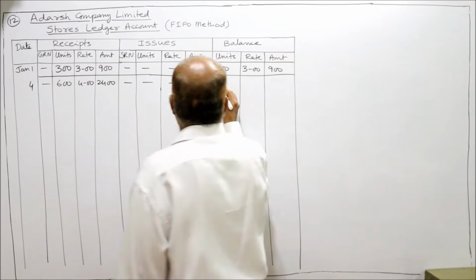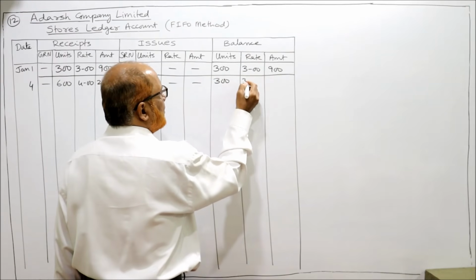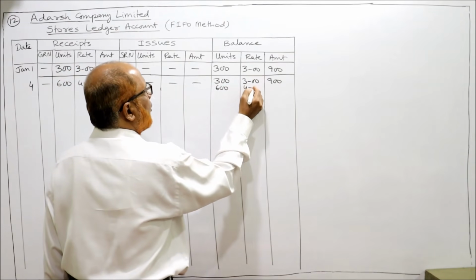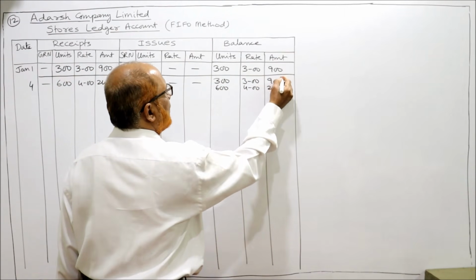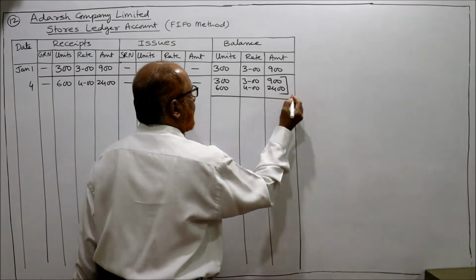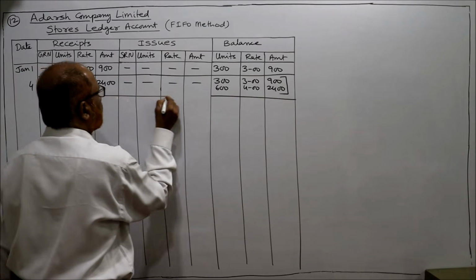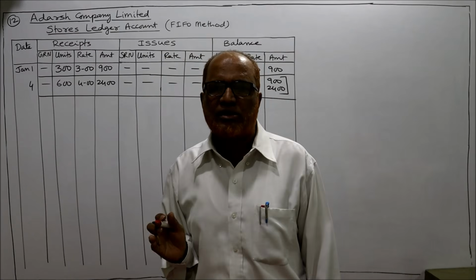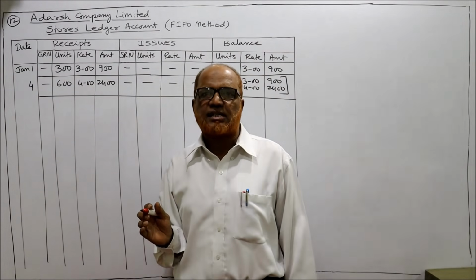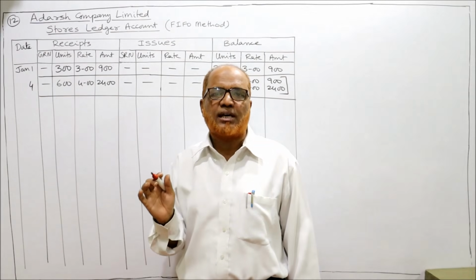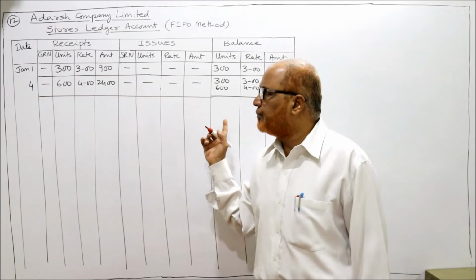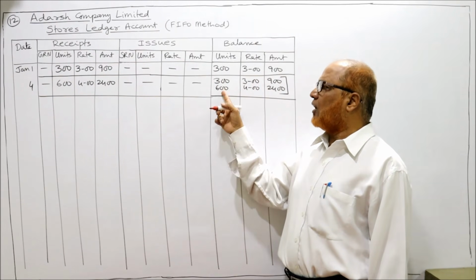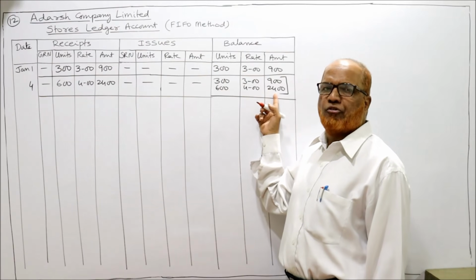So here already first lot we are having 300 units, 3 rupees, 900 rupees. Second lot we have purchased 600, 4 rupees, 2,400. Now put it in bracket. That's all. 2 transactions completed. First transaction purchased 300 units. Second transaction purchased 600 units. So we have 2 lots in the balance column. The first lot 300, 3 rupees, 900. Second lot 600, 4 rupees, 2,400.